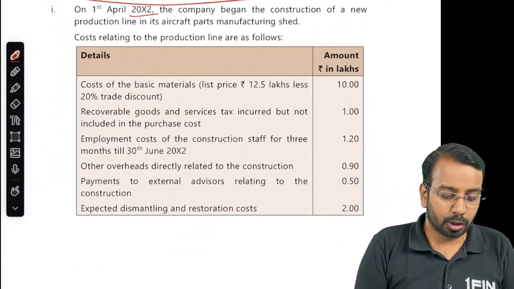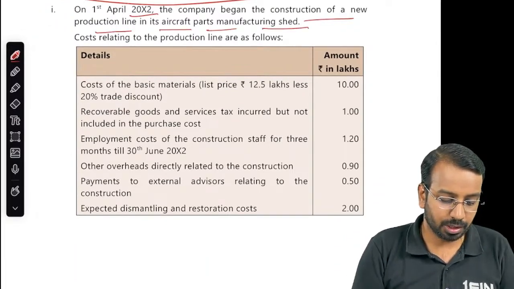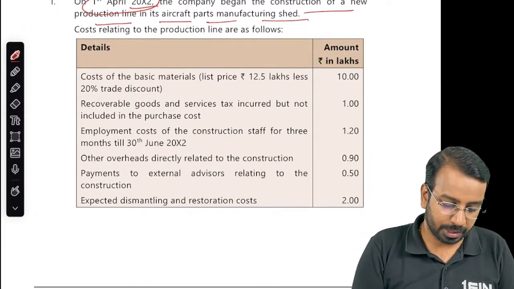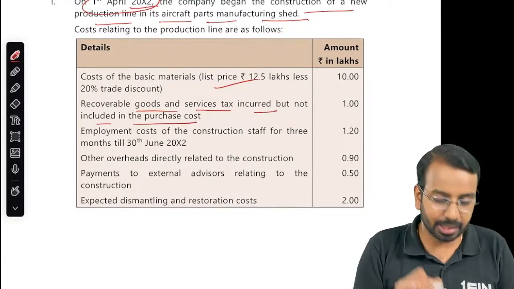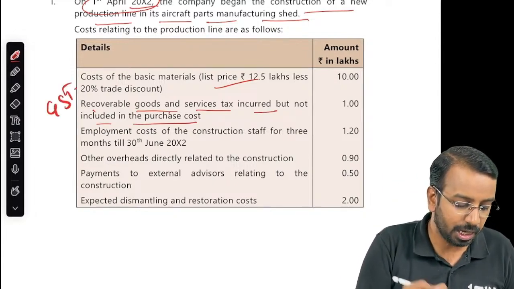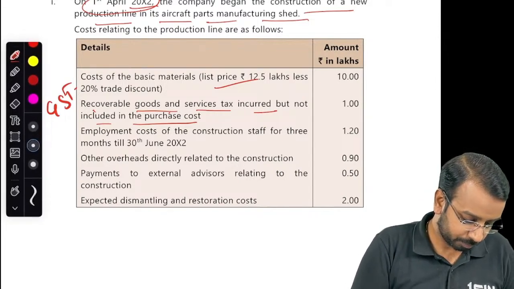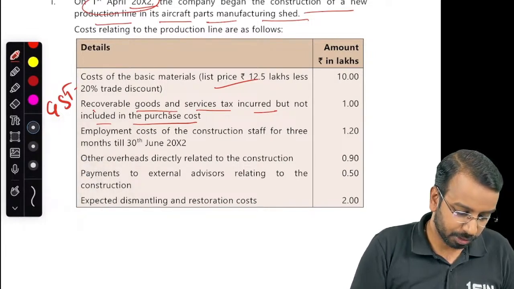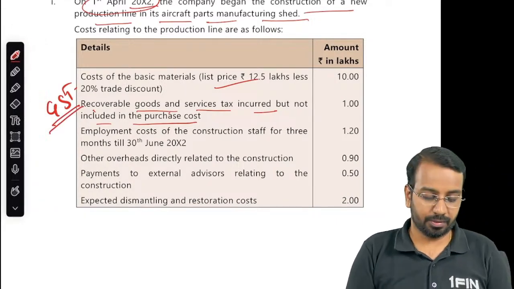On 1st of April of year 2, the company began the construction of a new production line in its aircraft parts manufacturing shed. When did they start? 1st of April of year 2. Cost of basic material is given, recoverable goods and service tax incurred, but not included in the purchase cost. Now, what is this recoverable goods and service tax? Basically, this is your GST on which input is available.